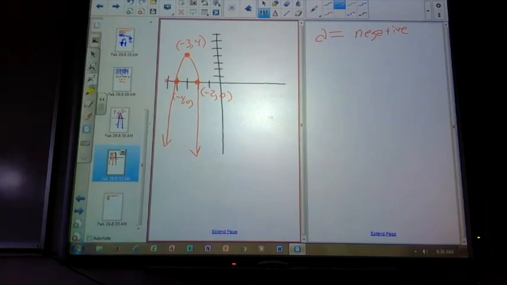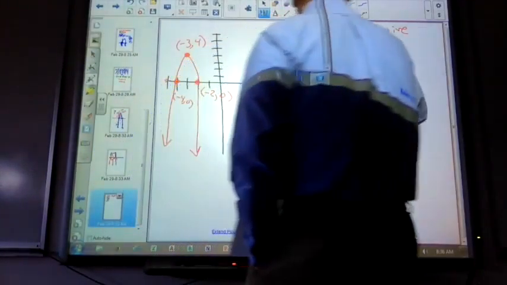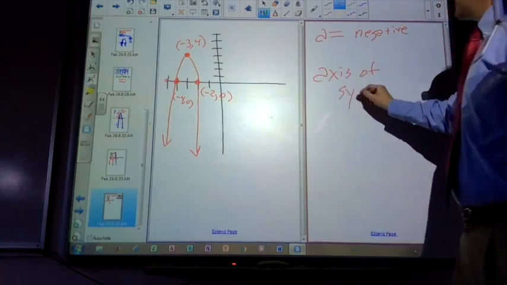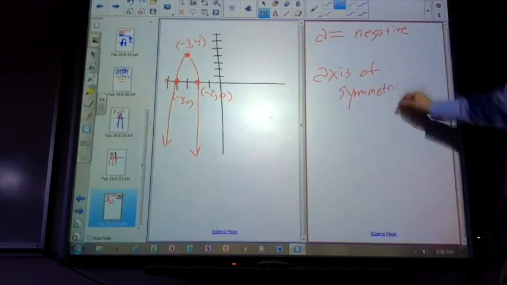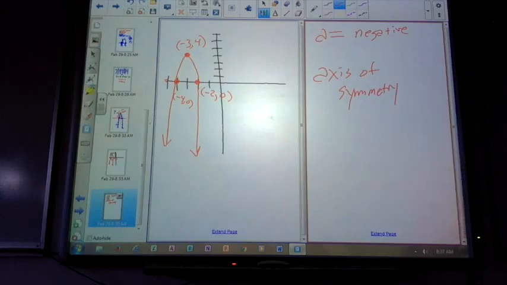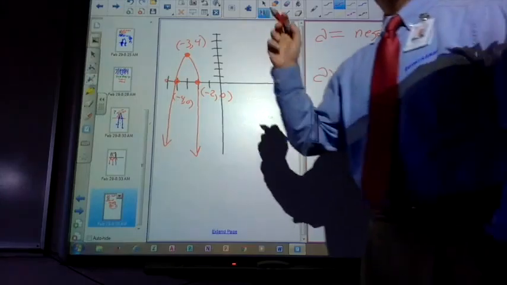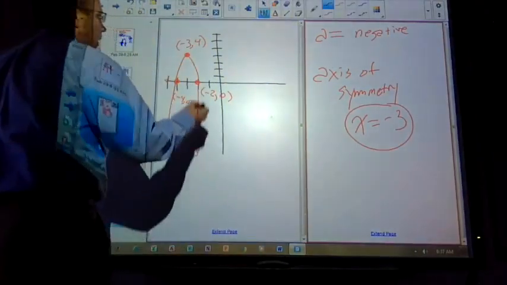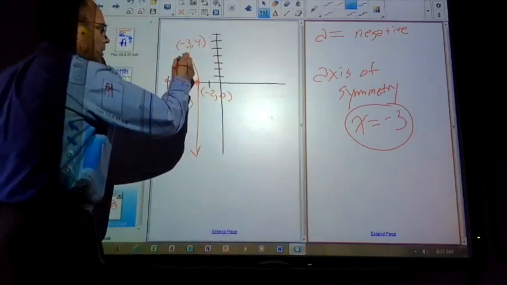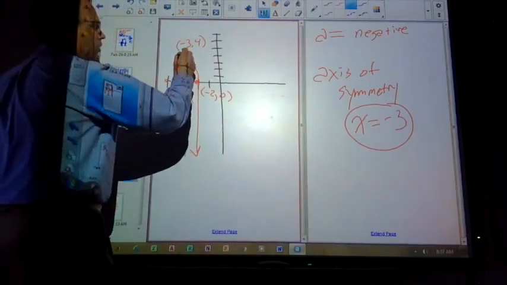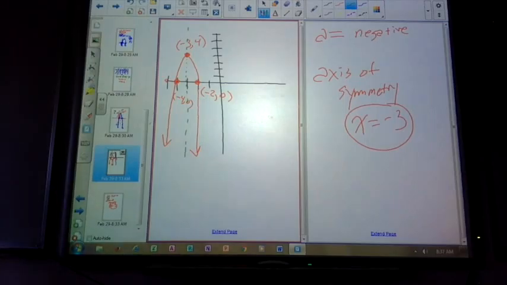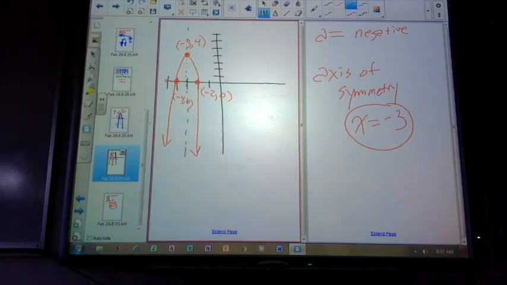So what is the axis of symmetry of this graph? Axis of symmetry is what? Good. X equals negative 3. The axis of symmetry is always the X component of the vertex. If you drew it in, it's going to look like this. Could be a dotted line, could be a solid line, it's your choice. That's the axis of symmetry. I could fold it over that. Okay? So it says, what is the axis of symmetry? We have that. What is the vertex?